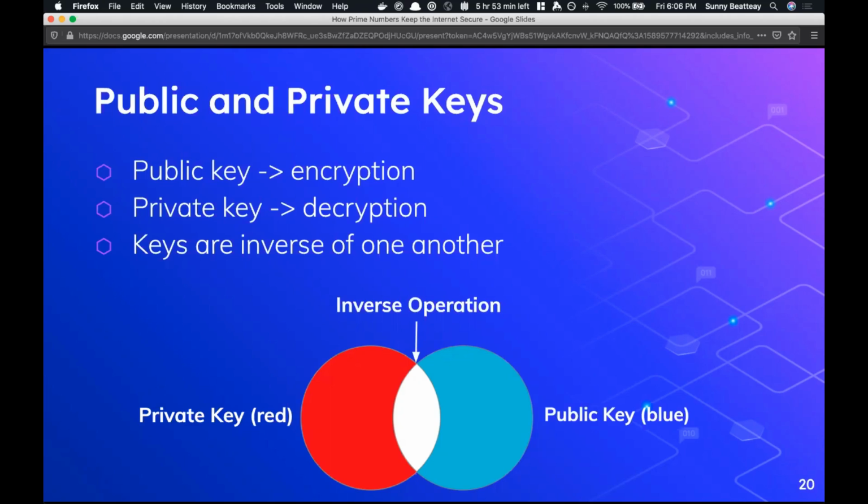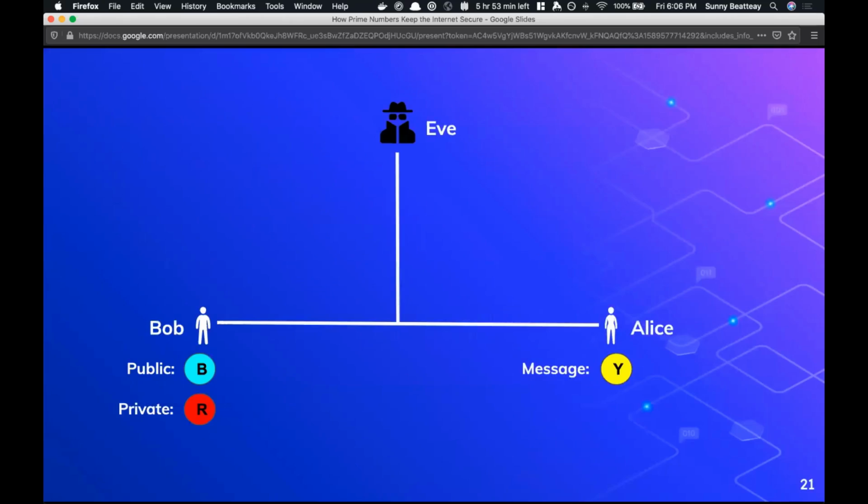So to give an example of how asymmetric encryption works, let's go back to our Bob and Alice example. Let's say that Bob has a public and private key, and Alice has a message that she wants to send to Bob. What Bob can do is send his public key to Alice. Since Eve is listening in, she'll also get that. But that's totally okay. As I mentioned before, public keys can be shared with the entire world.